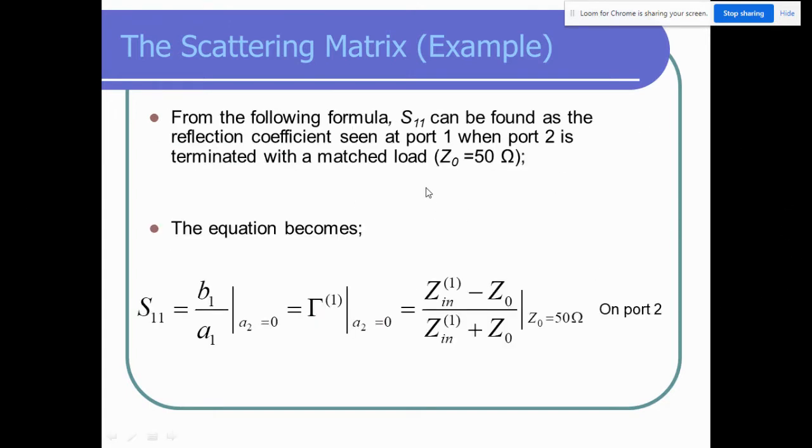Okay, to find all the S parameters, first we try to find the port 1 elements. Since this is a 2-port network, we have 4 elements. Port 1 has 2 elements, S11 and S21, and port 2 has 2 elements, S22 and S12. So let us find the S11 first.